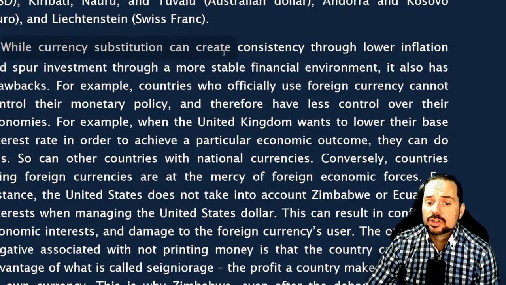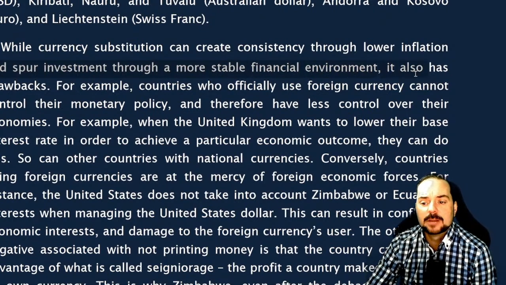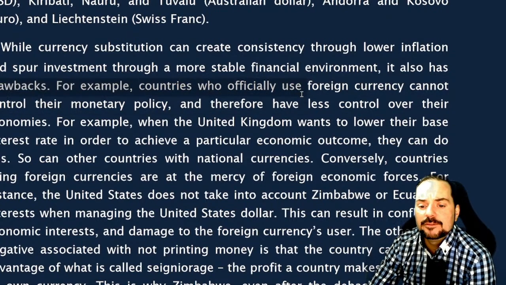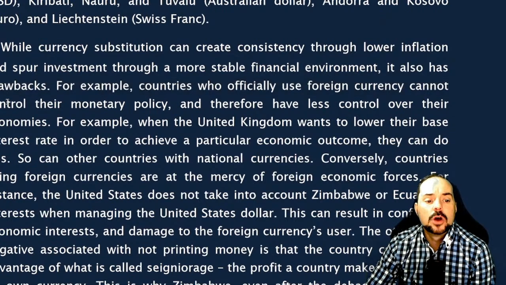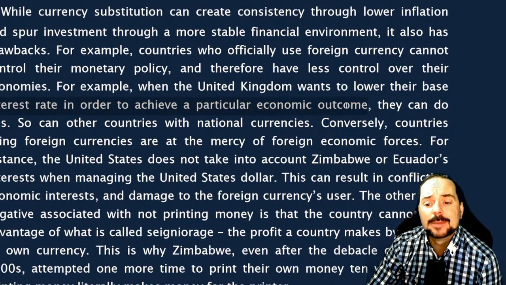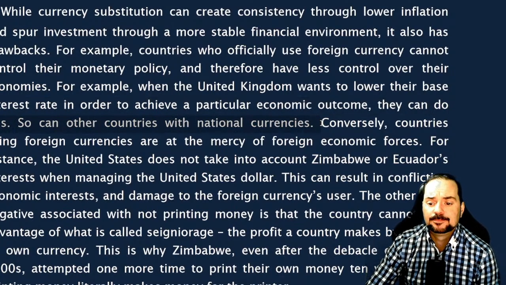While currency substitution can create consistency through lower inflation and spur investment through a more stable financial environment, it also has drawbacks. For example, countries who officially use foreign currency cannot control their monetary policy and therefore have less control over their economies. For example, when the United Kingdom wants to lower their base interest rate in order to achieve a particular economic outcome, they can do this. So can other countries with national currencies.